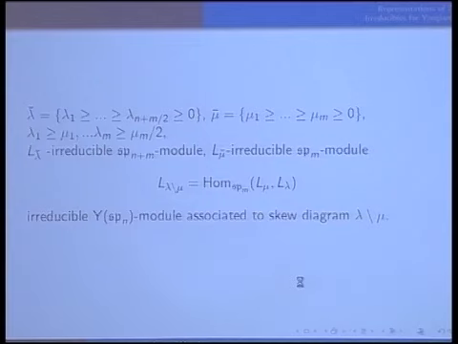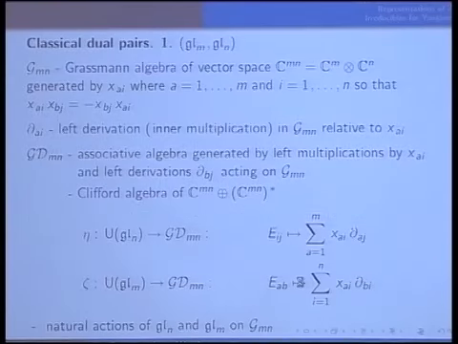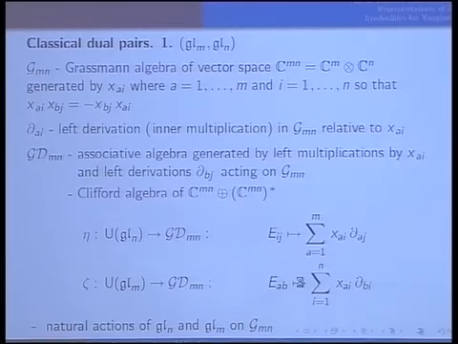Now again, in both cases we want to generalize the Olshanskii construction to get more representations of the Yangian, and this is done with the help of Howe duality. So let me first remind the notation here. I choose the skew Howe duality.